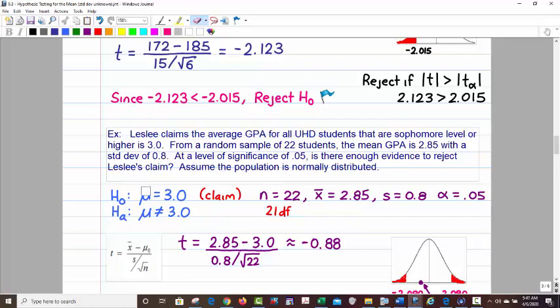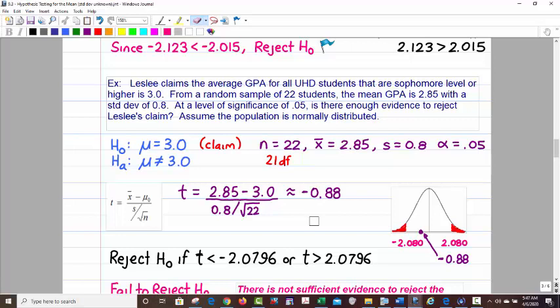So let's see what we have here. It's going to be equal, not equal, and there's your claim. And so here's the sample data we need. 22 students, that's going to be 21 degrees of freedom. The mean is 2.85, standard deviation of 0.8, and alpha is 0.05. So it looks like I wrote the rejection rule already. Usually I write the rejection rule first, but I didn't this time. But that's all right, no harm. I want to go and talk about it first, though.